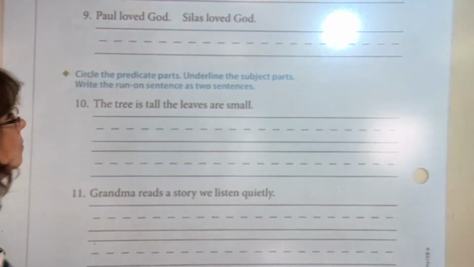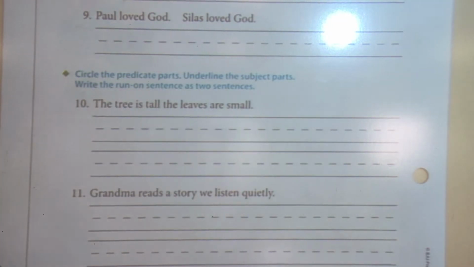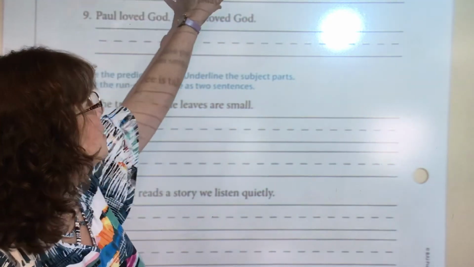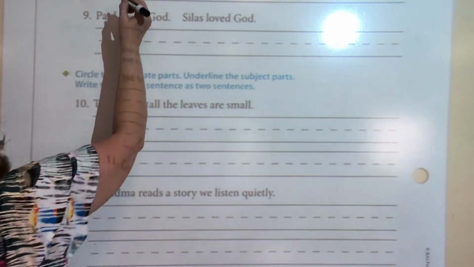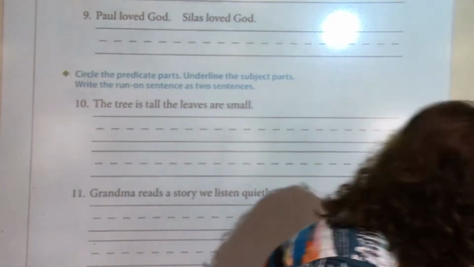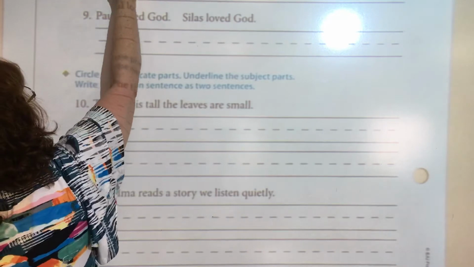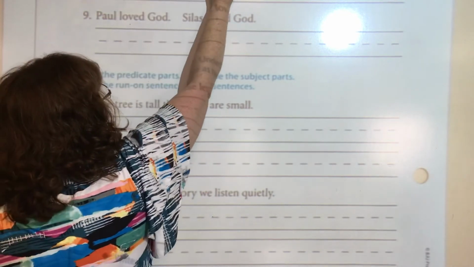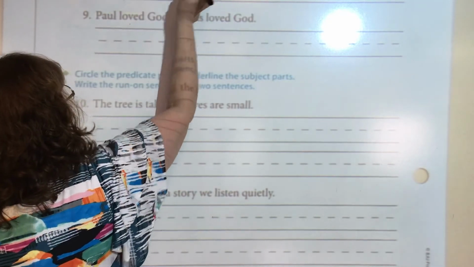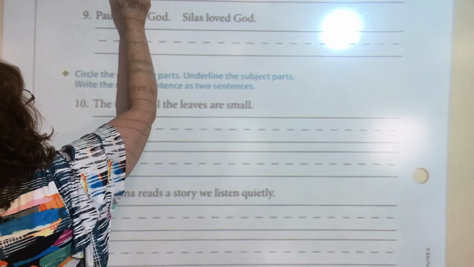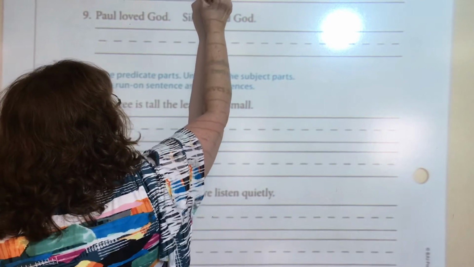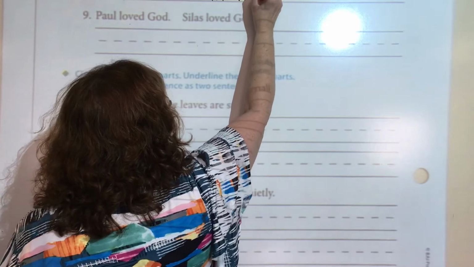Okay, we can also combine sentences when we have a predicate that is the same, but the subject is different. So we're going to find our predicate, or divide our subject and our predicate. So dad worked, mom worked. These are the two subjects that we can combine. Dad and mom worked hard.